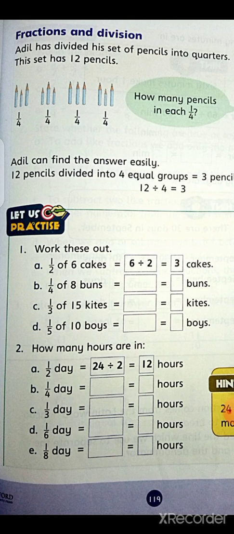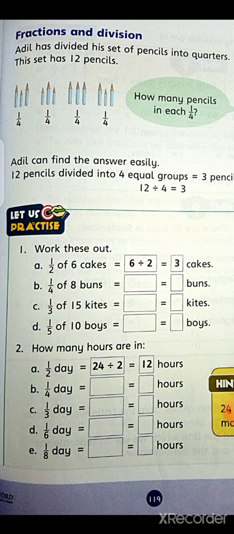In C part, there are 15 kites and you are going to divide into 1/3. So how many kites will come in 1/3? 15 divided by 3 or 3 divided by 15? No, you can't divide 3 divided by 15. You often make this mistake. Please, 15 divided by 3. How many times 3 is 15? 3, 5 times is 15. So 5 kites. In 1/3 there are 5 kites.